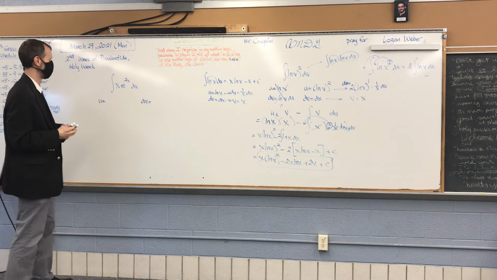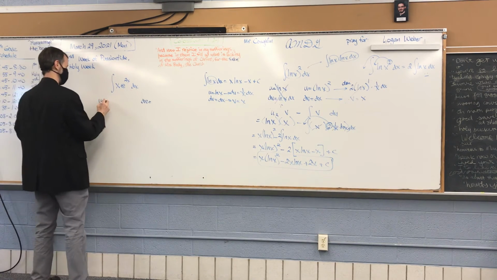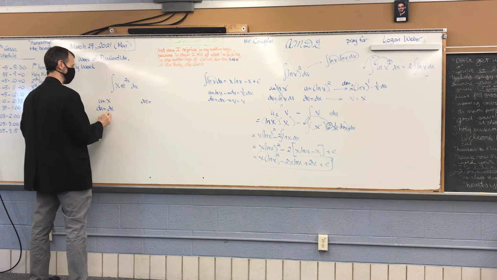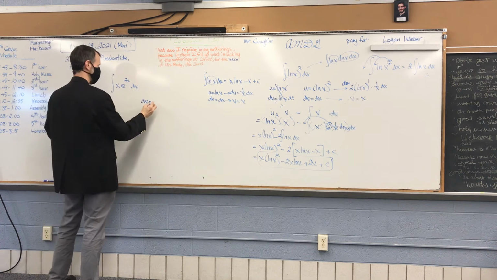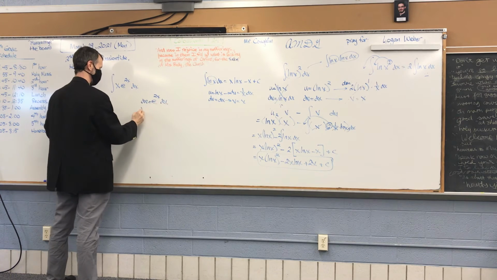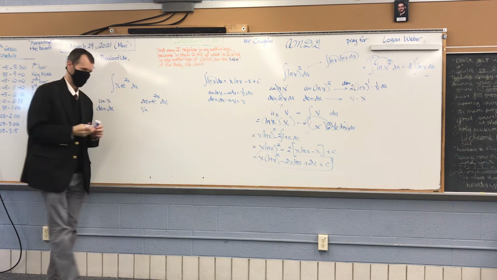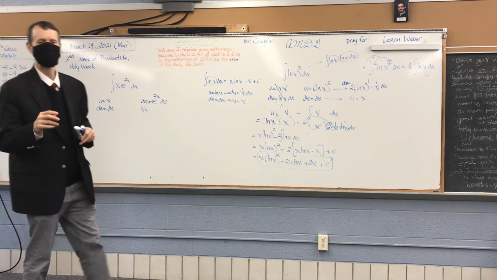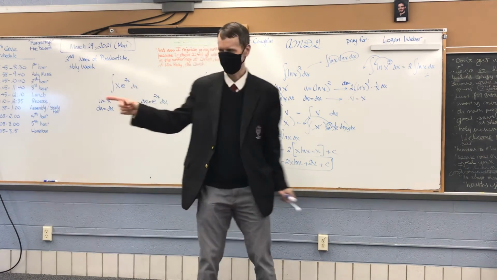u equals x. That's logical. Why? So then it's just dx. du is very easy to get. And then dv, what would that have to be? dv would be e to the 2x dx. So what's v? By the way, what's the antiderivative of e to the x? e to the x. What's the antiderivative of this thing?